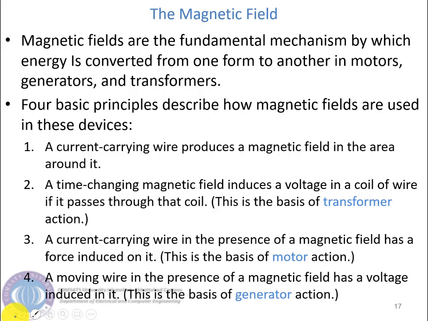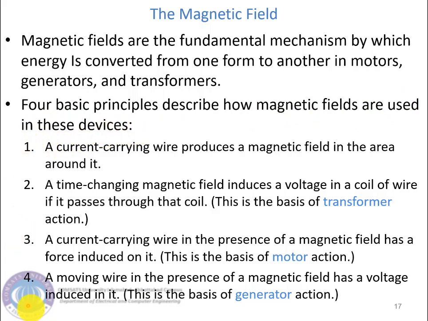Now here come other basic concepts, which are the very basic principles of transformers, motors, and electric machines. If you understand these things, the basic concepts of your machines will be clear. Magnetic fields, as we know, are the fundamental mechanism by which energy is converted from one form to another in motors, generators, and transformers. These are the four basic principles that describe how magnetic fields are used in these devices.